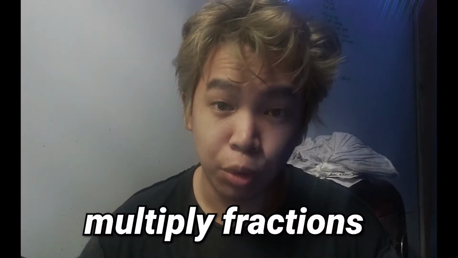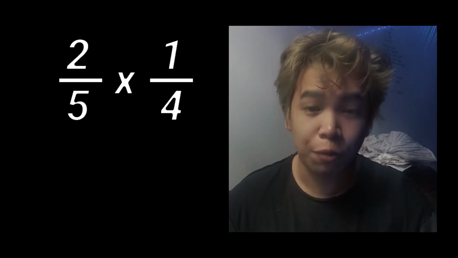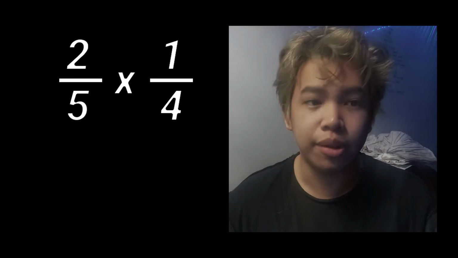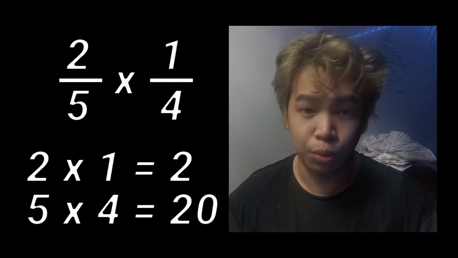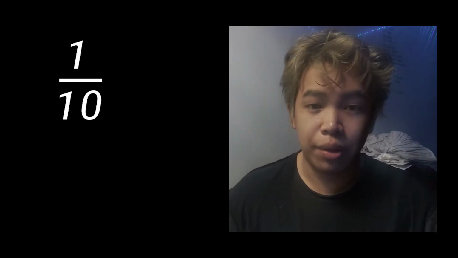Okay, so ganito naman mag-multiply ng fractions. Halimbawa, 2 over 5 times 1/4. So kapag mag-multiply ng fraction, madali lang. I-multiply nyo lang yung magkaganon. So 2 times 1 is 2. And then 5 times 4 is 20. And then pag na-solve nyo na, saka nyo ilo-lowest term. So ang 2 over 20 ay pwede ring 1 over 10.